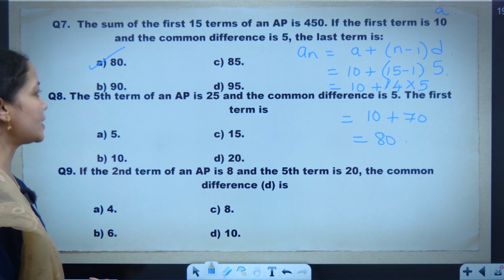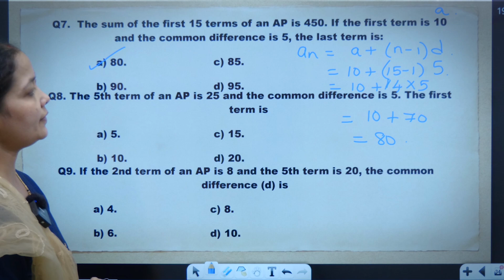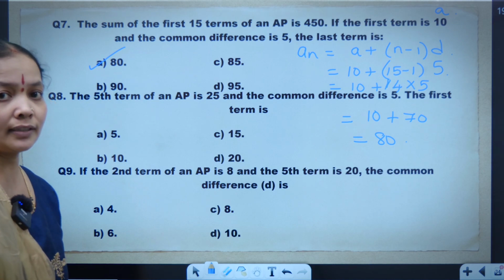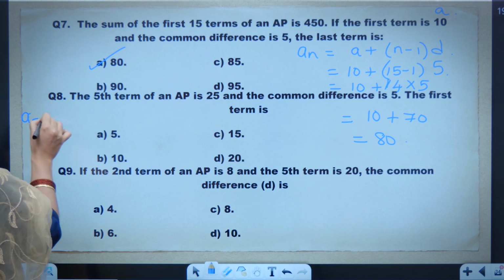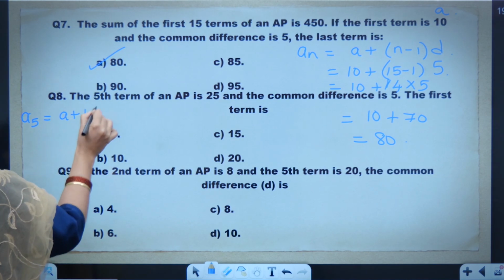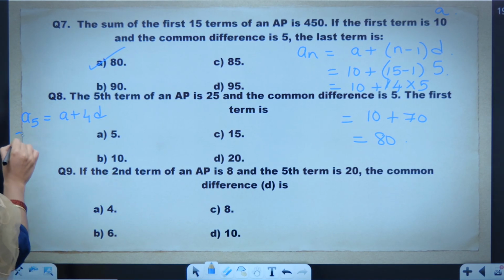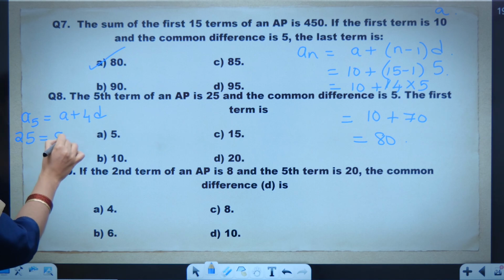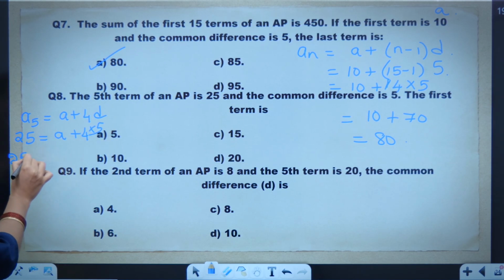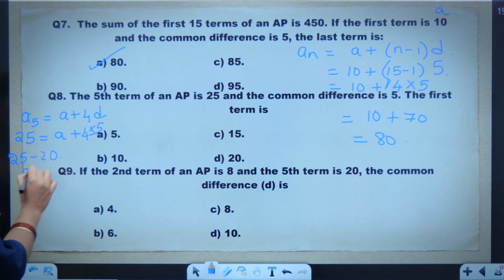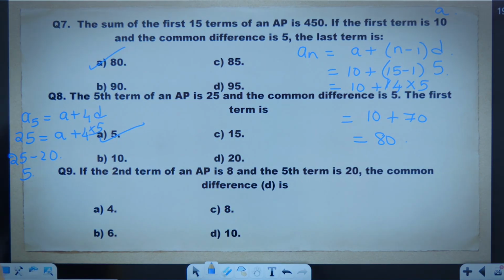Moving to the 8th question. The fifth term of an AP is 25, common difference is 5. I have to find the first term. Very simple question. So A5 is given, expansion will be A plus 4D. I'll substitute what all is given. A5 is 25, A I have to find out, 4 into 5 is my common difference. So 25 minus 20, that is 5, which is my option A, the first term. Moving on to the 9th one.